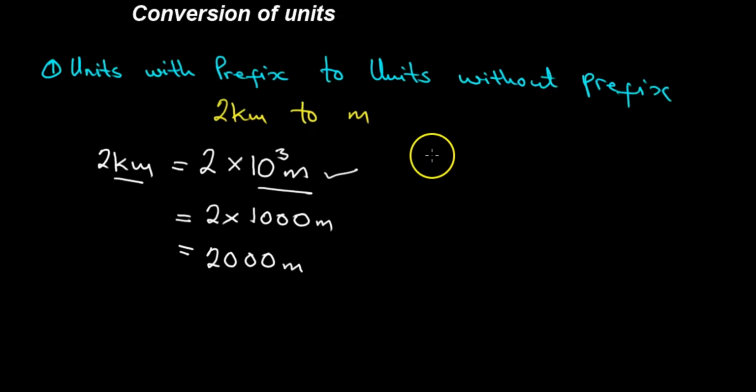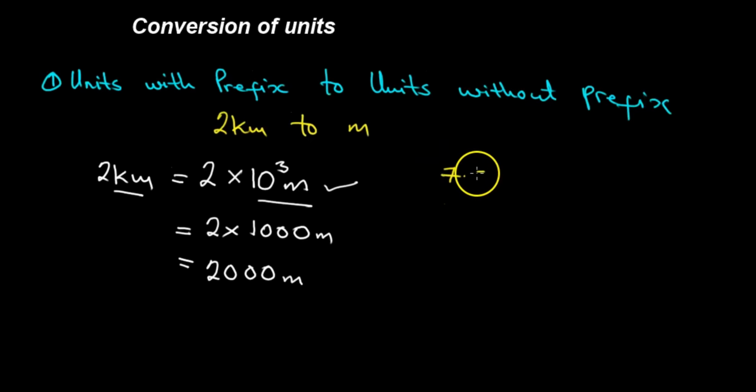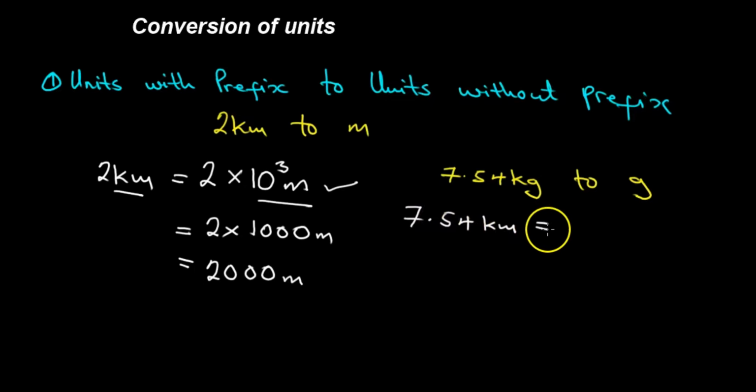Given a question such as to convert 7.54 kilograms to grams. We have a unit with a prefix here, we are converting to a unit without a prefix. So all we need to do is to write 7.54 kilograms equals 7.54. Then we write the value of kilo, which is 10 exponent 3 grams. So you are done with your conversion. You've converted from kilograms to grams.